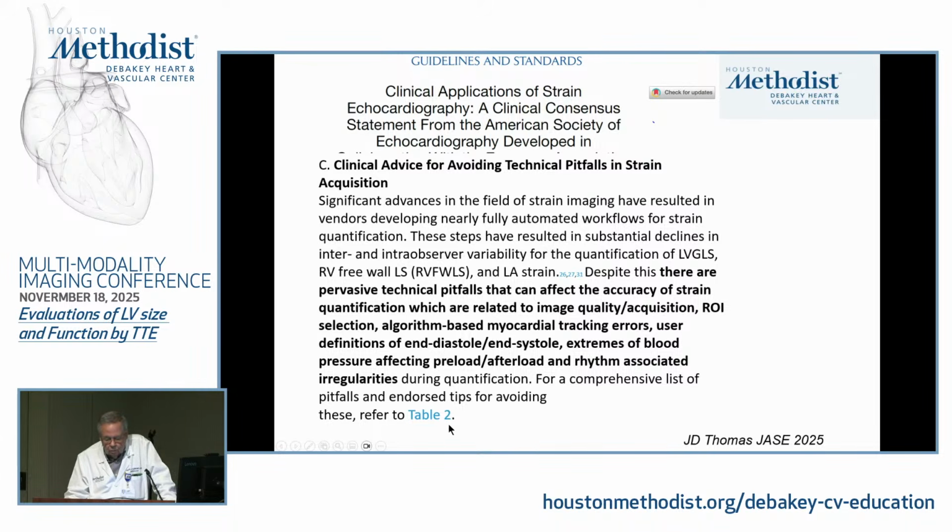They have a table too, which is immense, with even pictures going through every single issue that it's important to pay attention to. And then it's summarized here that there are pervasive technical pitfalls that can affect the accuracy of strain and are related to image quality, very important, image acquisition, region of interest selection, the algorithm-based tracking that can have errors, user definition of what is end diastole and end systole, extremes of blood pressure affecting loading conditions, and rhythms such as atrial fibrillation.